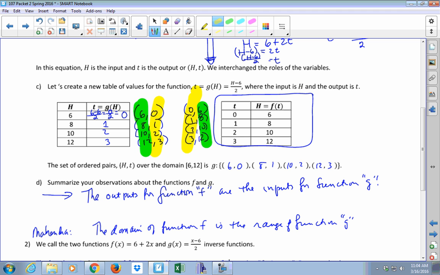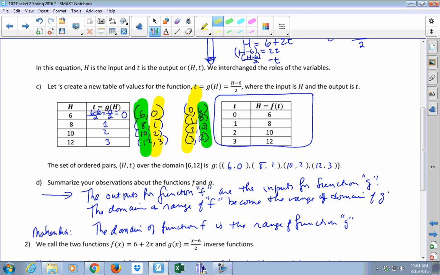Can anybody else help me? Julia? Yep, they are inverses. So right. So you're trying to put it all in one sentence, right? So the domain and range of f become the range and domain of g. Yeah, the inverse, right, of g, range and domain of g.